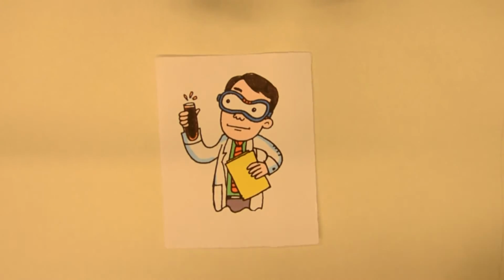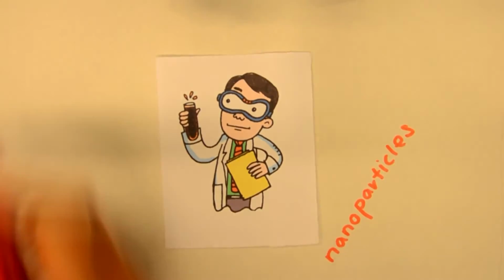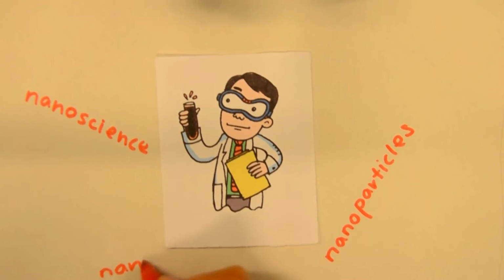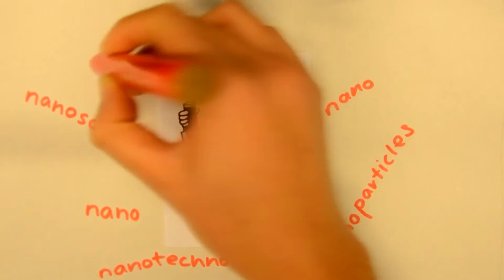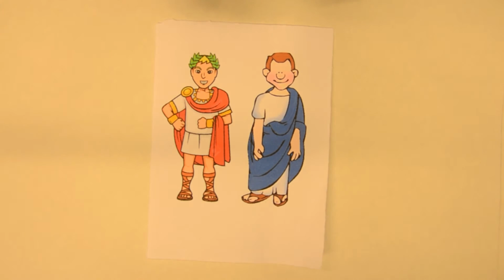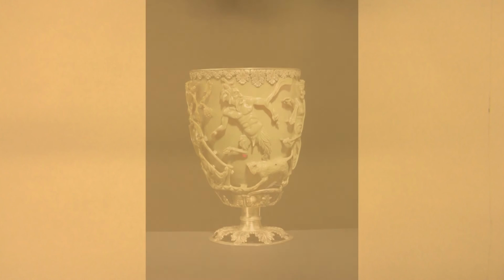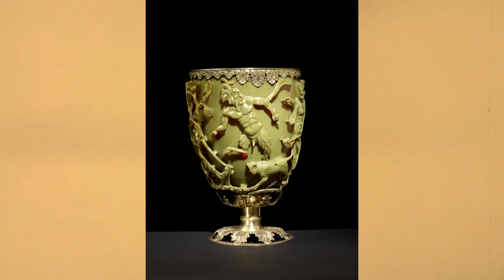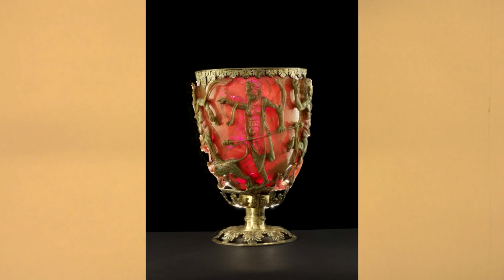While nanoparticles may be relatively new to all of us, humans have been producing them for a very long time. One of the most famous examples is the Lycurgus cup, made by Romans around 2,000 years ago, containing silver and gold nanoparticles. Interestingly, the cup appears green when light is shone on it from the outside, but appears pink when the light is placed inside the cup.